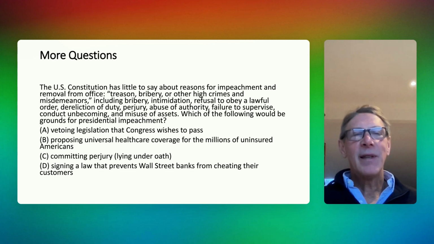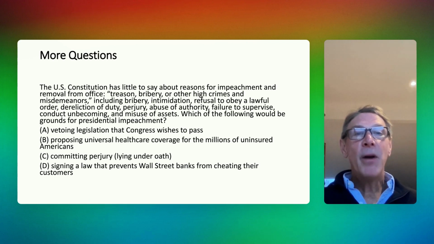Well, I don't think it's going to be A, because we've just been through how the president is allowed to veto legislation. It's one of the important things about these checks and balances, that you've got the legislature, which is Congress. You've got the executive, which is the president and his team, and you've got the Supreme Court. The president is allowed to veto legislation.